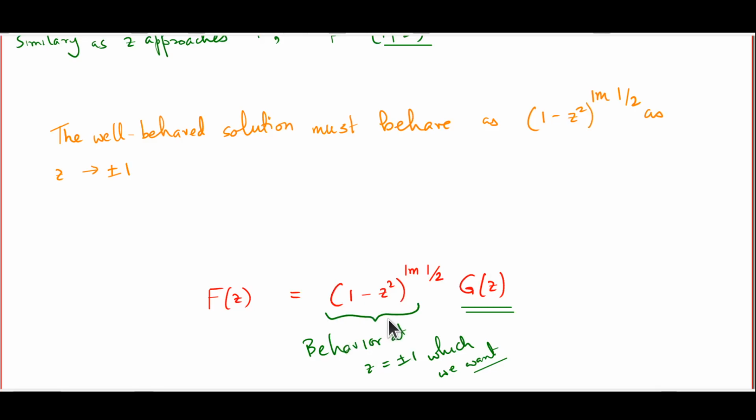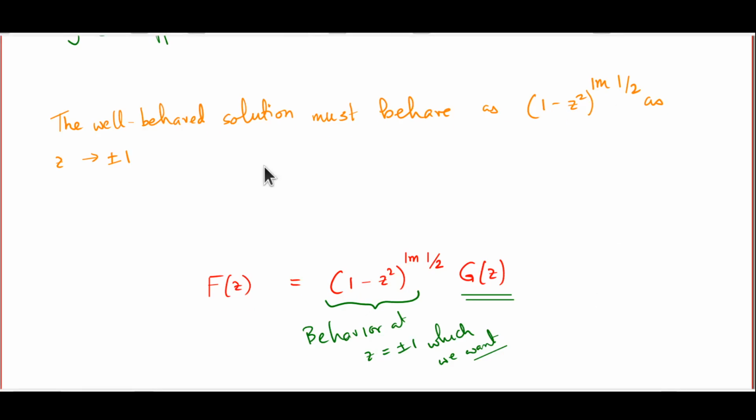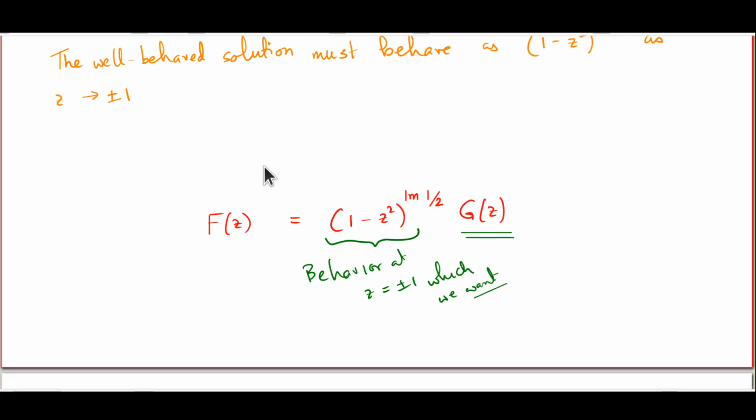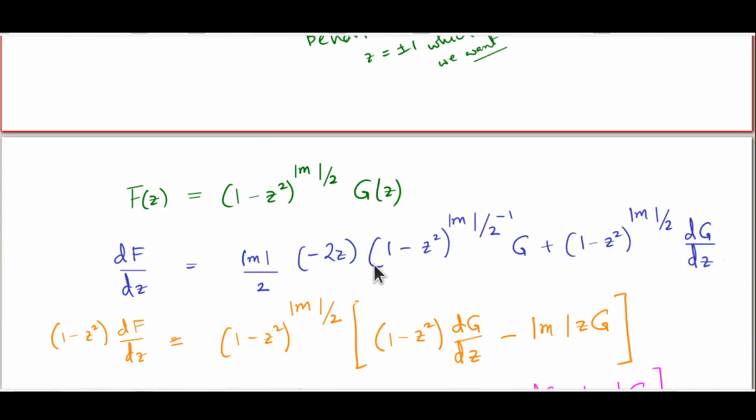There's every chance that g of z might end up behaving like 1 minus z squared to the power minus mod m, so that despite the presence of this nice factor in front, f of z would still diverge like 1 minus z squared to the power minus mod m by 2. So this is the kind of possible behavior for g of z which we have to be on our guard against. The next step is, of course, to find out the differential equation which g of z obeys, and that's pretty easy to do, although a bit laborious.